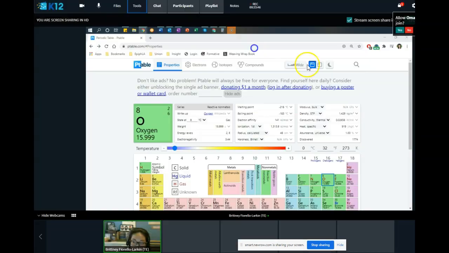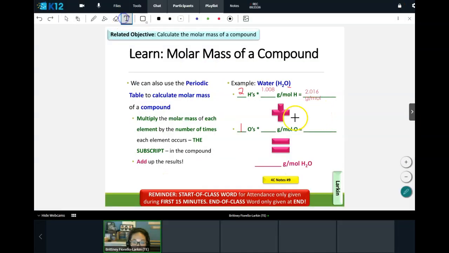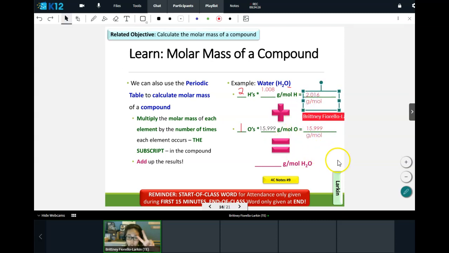Let me jump back over to my playlist here. All right, so let's take a look at that. This right here is going to be 15.999, and 1 times 15.999 will still equal 15.999 grams per mole. So let me jump that over here, 15.999 grams per mole. So now we have figured out how much a mole of 2 hydrogens weighs and a mole of 1 oxygen. Put it all together.